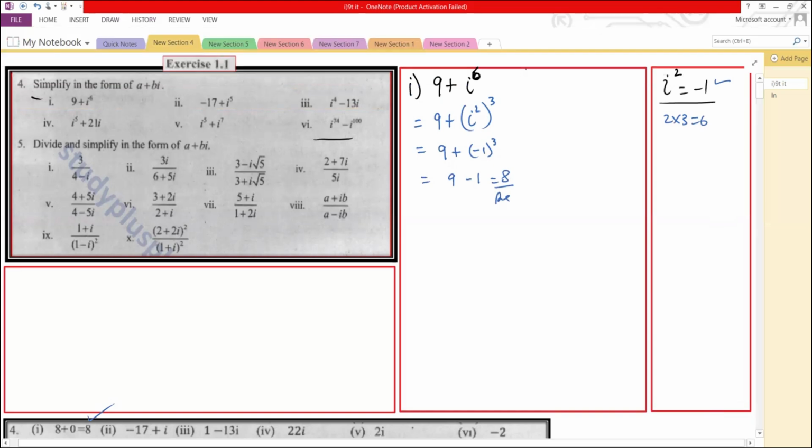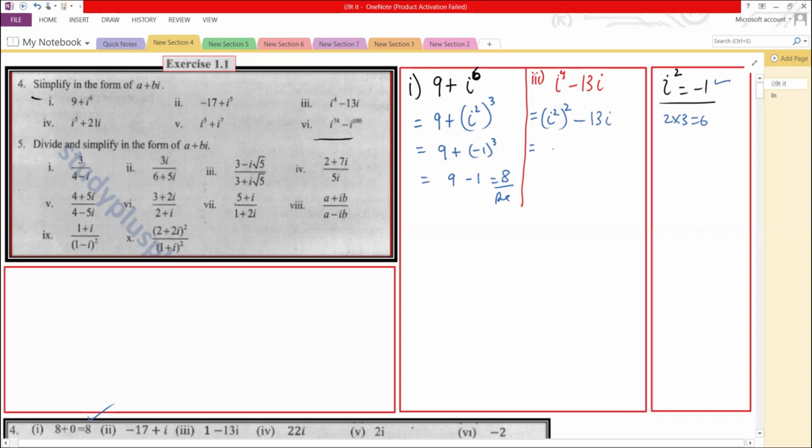So let me try another question. Number 2 is the same, so let me go for the third one, that is iota power 4 minus 13 into iota. So here again, what we will do, we will make iota square first because we have only the value of iota square. Minus 13 iota cannot be solved further.